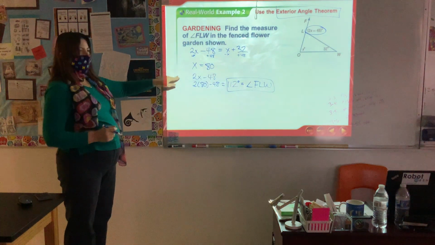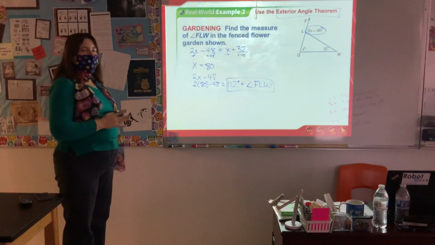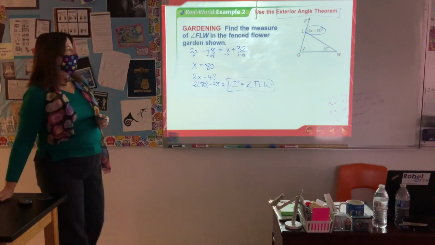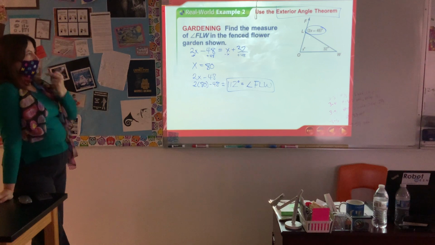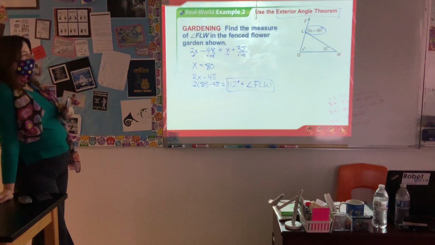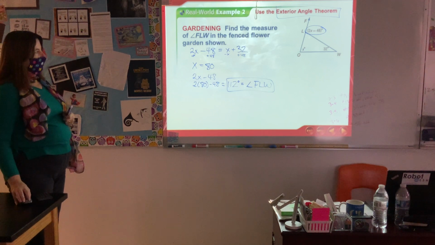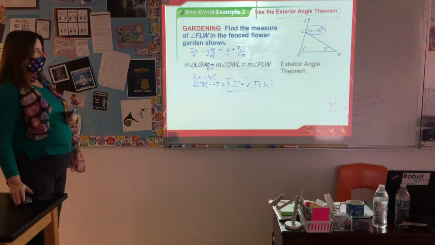Was that a lot of steps? No. It's just making use of this additional theorem that we've just learned. That exterior angle equals the sum of those two interior angles. So they're going to show you how they do it. Exterior angle theorem.